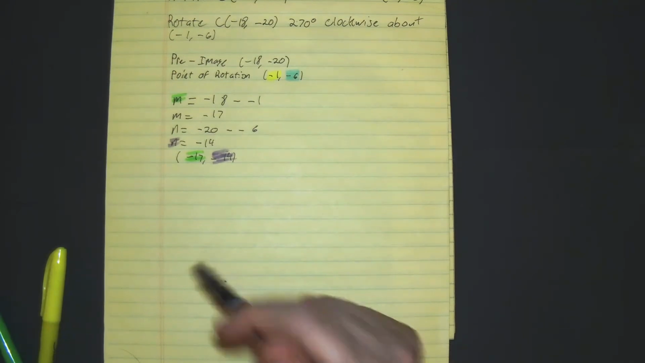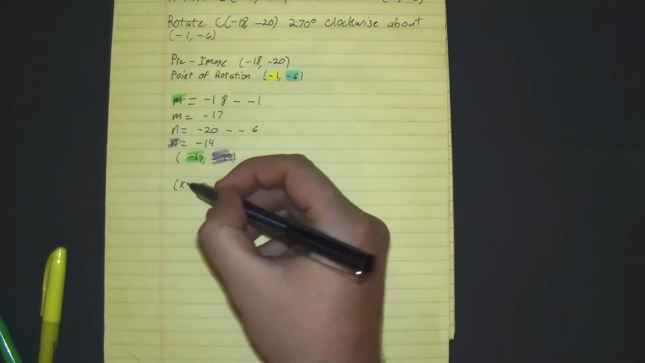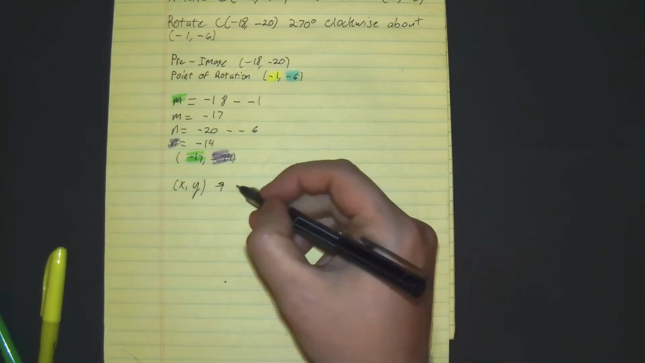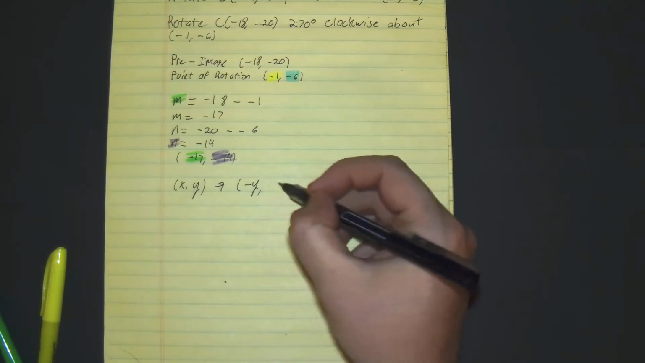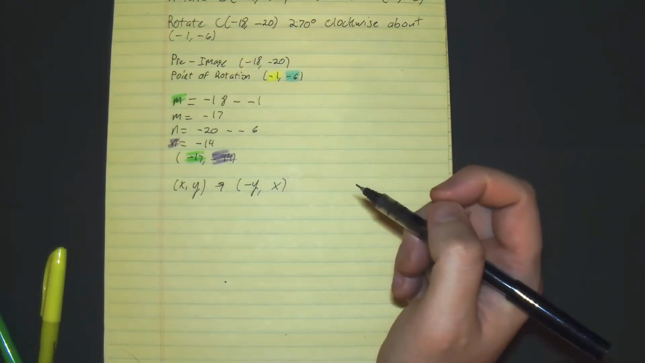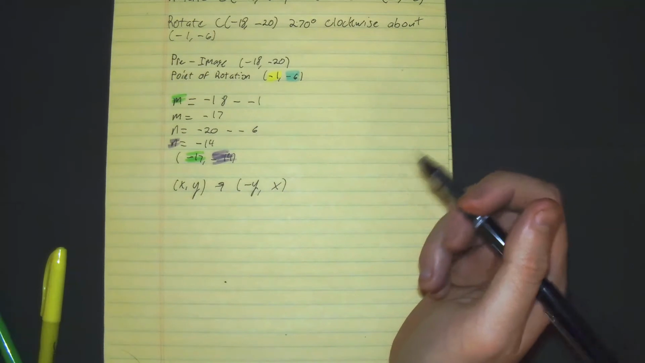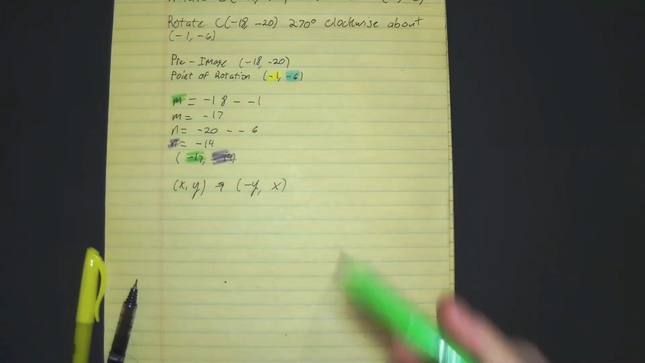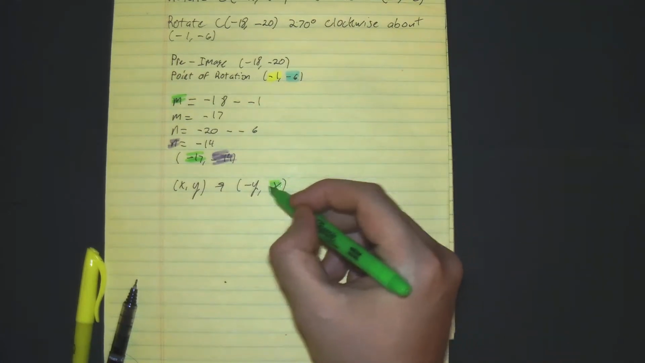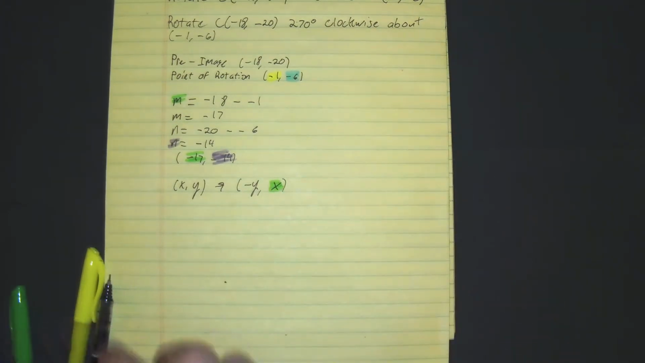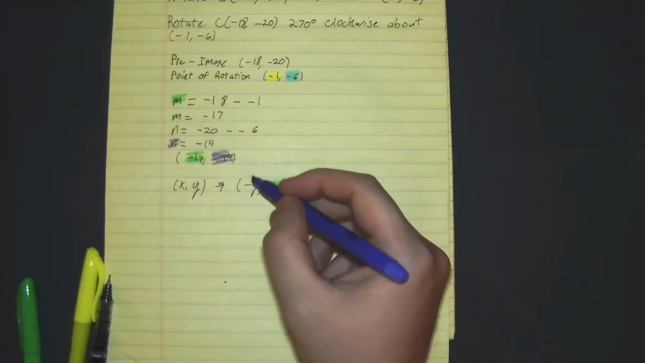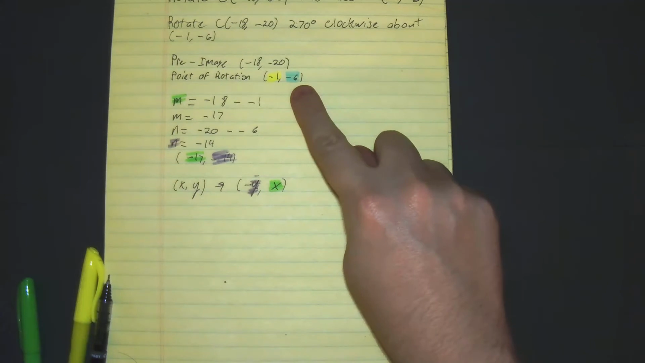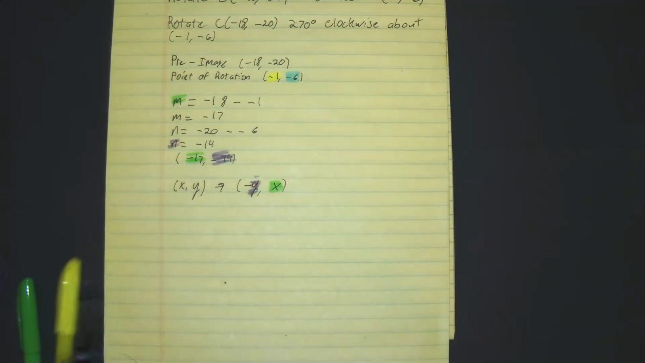So from here, we would typically do, if it was at the origin, x comma y, 270 clockwise would look like this: negative y, x. But now, what we have instead is we're going to be using these values. So we would have that right there, and we would have our y value plugged in there. Only difference now is we're going to plug in the point of rotation to add to both of these, okay?